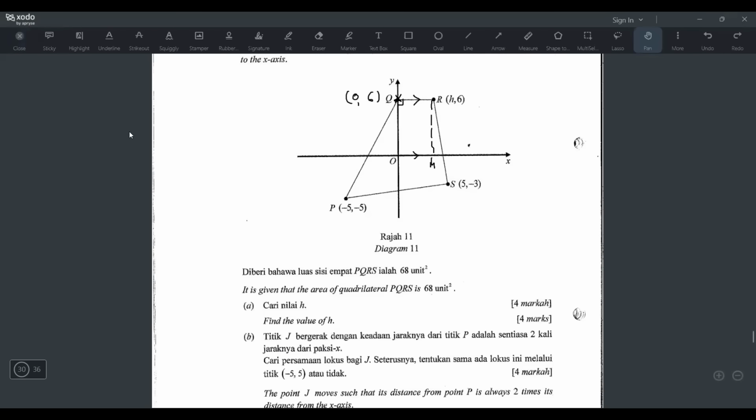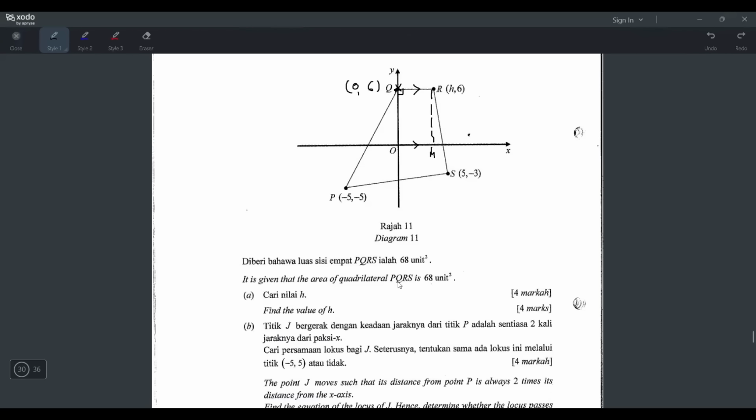Okay, let's see what it says down here. Given that area of quadrilateral PQRS is 68, so the area of this quadrilateral is 68. And A says find value of h. Okay, I think I know how to do. Just use the area information to find h, right? So this is definitely coordinate geometry. It's a Form 4 chapter, coordinate geometry. So we use the area formula.